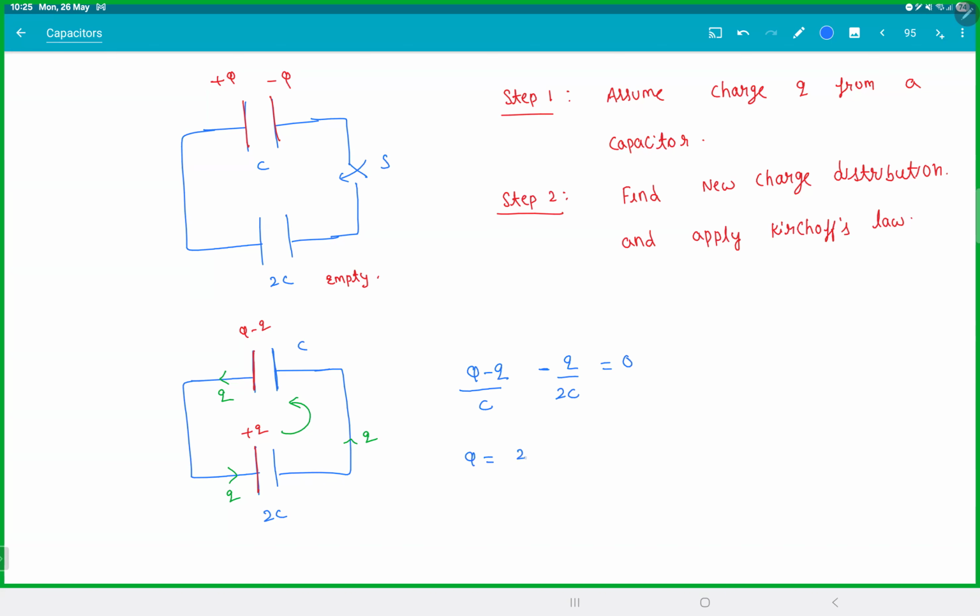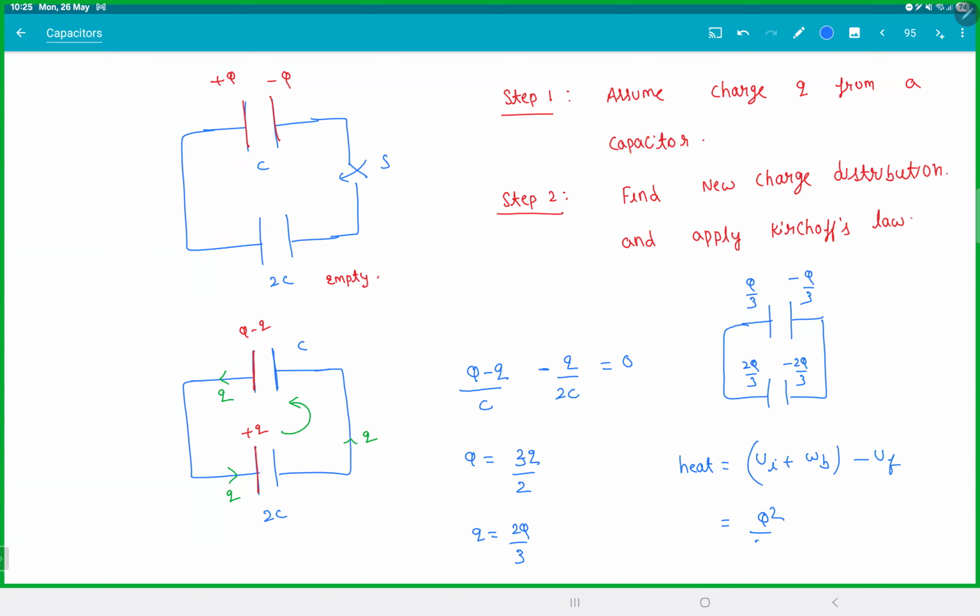This will be Q is equal to 3Q by 2. So therefore, the charge distributed is 2Q by 3. That means the final charges are Q by 3, minus Q by 3, 2Q by 3, and minus 2Q by 3. What is the heat produced? Heat produced is nothing but U initial plus work done by batteries. Here there are no batteries, minus U final. So find U final, U initial, finish it off.